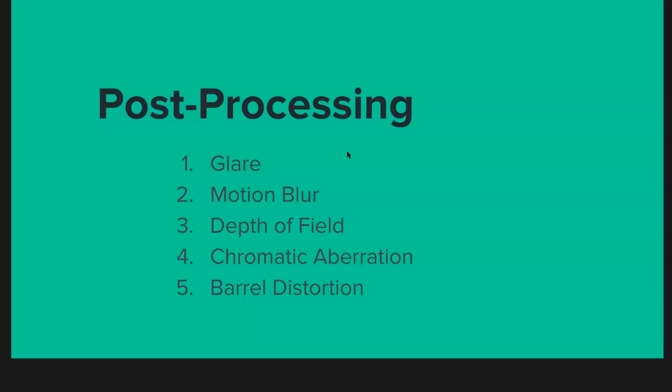And as you can see, post-processing consists of glare, motion blur, depth of field, chromatic aberration, and barrel distortion. If you follow all of these devices, you're still only going to hit 90% of the photoreal look.